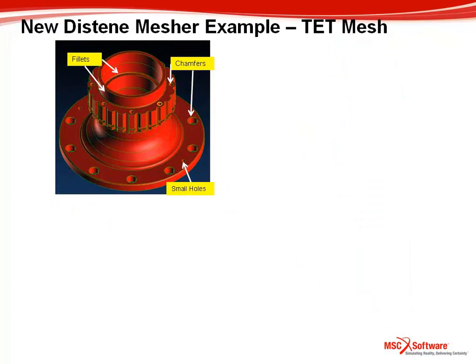Here is an example of a geometry that has fillets, chamfers, and some small holes. What I'm trying to show is how a combination of some of the CAD defeaturing tools as well as the new Distene mesher will generate a high quality mesh for you.